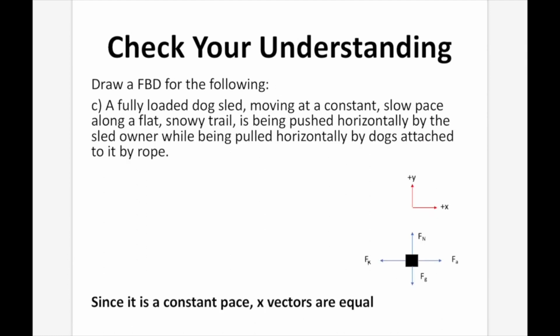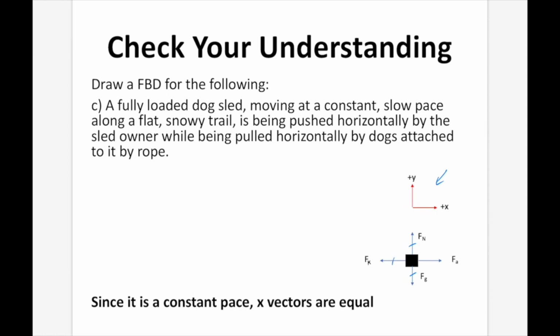C, a fully loaded dog sled moving at a constant, slow pace along a flat, snowy trail is being pushed horizontally by the sled owner while being pulled horizontally by the dogs attached to it by a rope. So we're going to say up and to the right is positive, so that's represented here. We're going to have an FN and FG offsetting each other, so these are going to be the same because the dog sled isn't going into the air or into the ground. And we're going to have two other vectors. We're going to have an F applied going to the right. That's representing both the sled owner pushing and the dogs pulling. And then we're going to have our FK going to the opposite direction, in this case to the left.